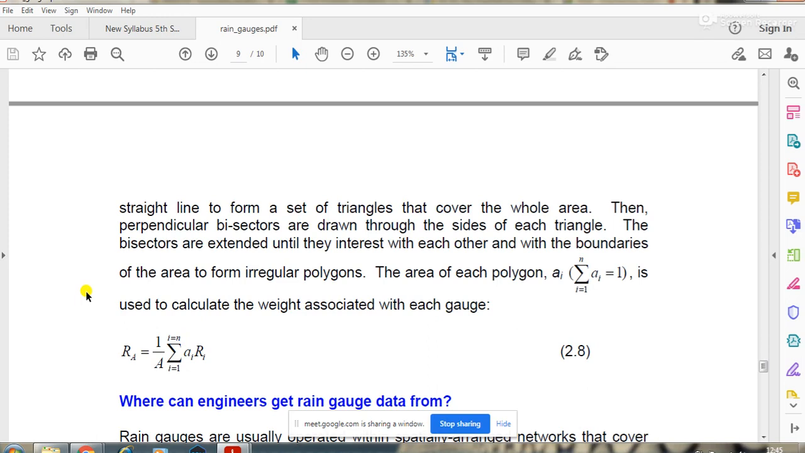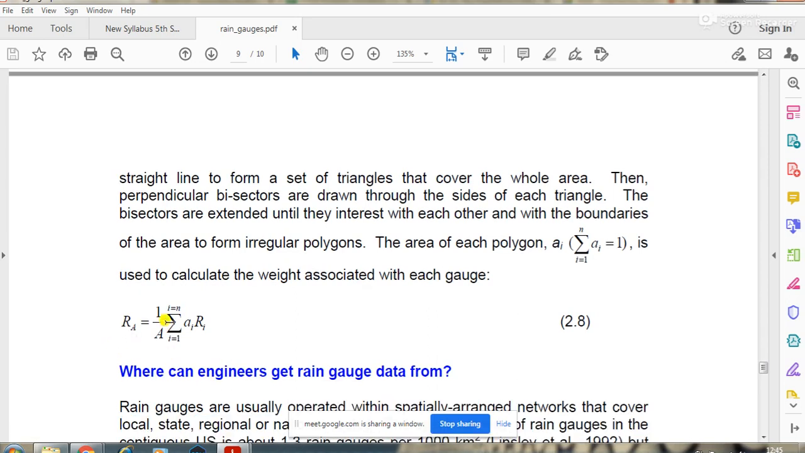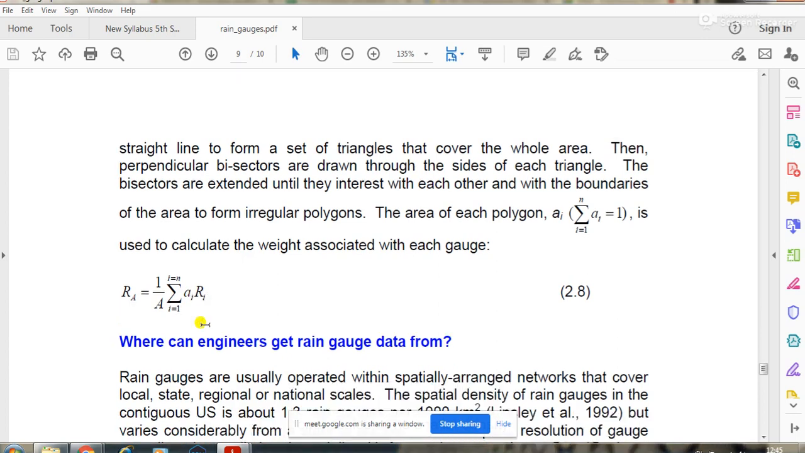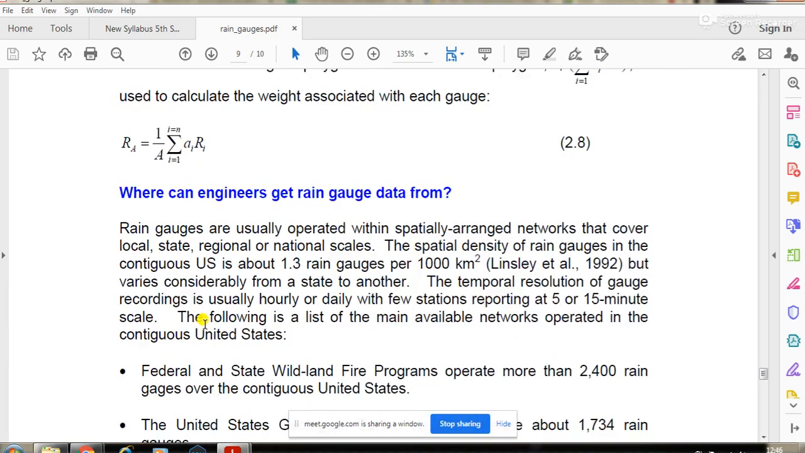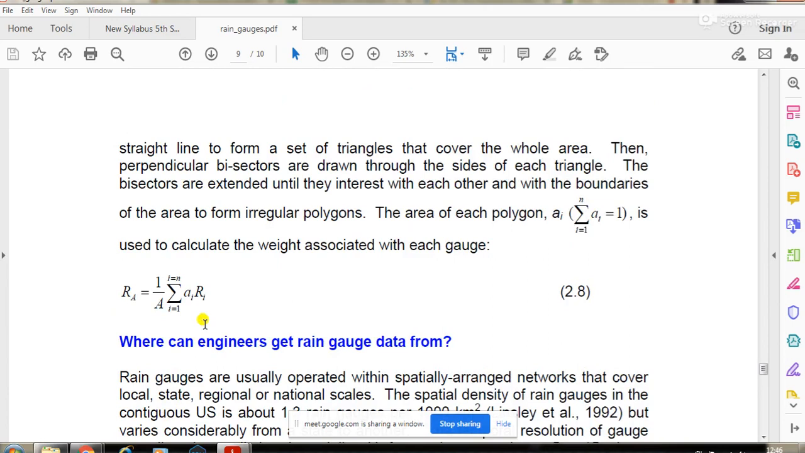So the area of each polygon, that is Ai, is used for the calculation. Ra equals 1 by A, where capital A is the total area, into the summation of Ai into Ri. Ai is the area of each polygon, so a number of polygons will be there. From there we can easily get the rainfall value of each of the areas.